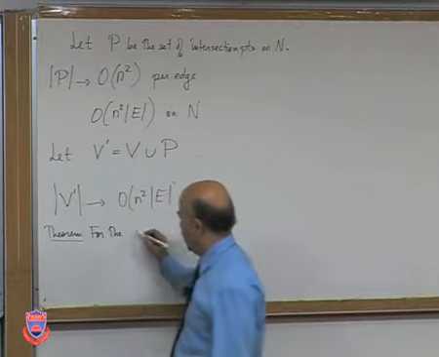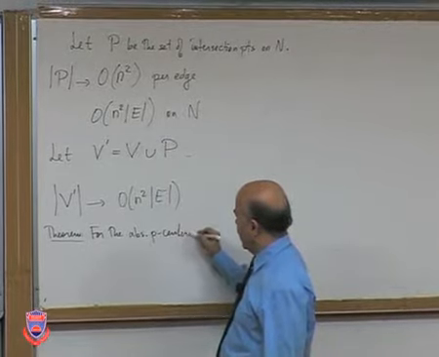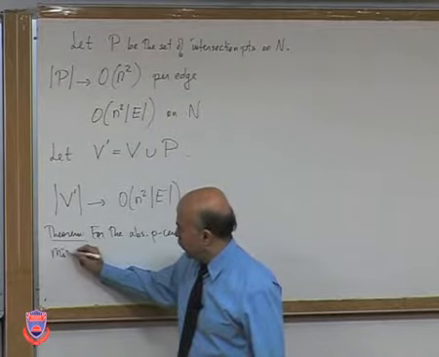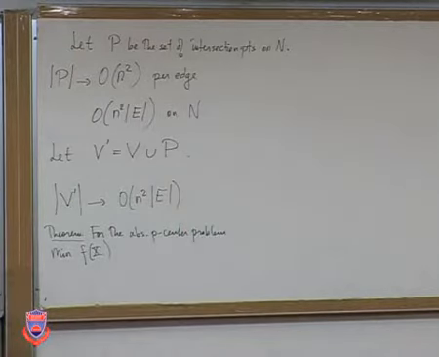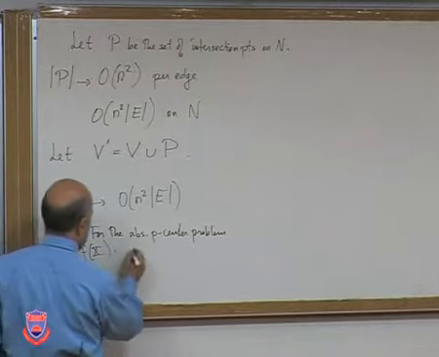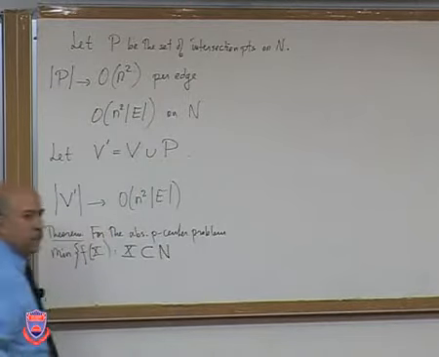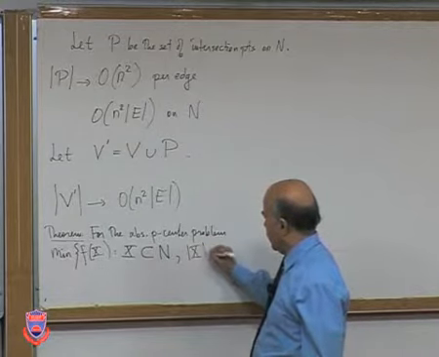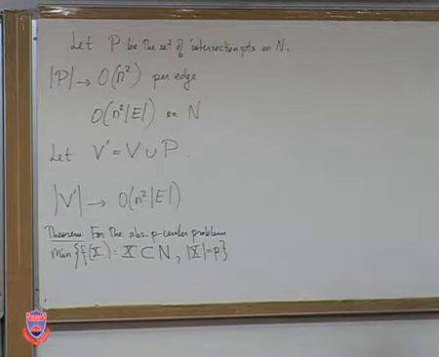For the absolute p-center problem, which looks for a minimization of the f of x function defined here, where x is any point set coming from the network and the number of points that you have is restricted to p, where p is between 1 and n.